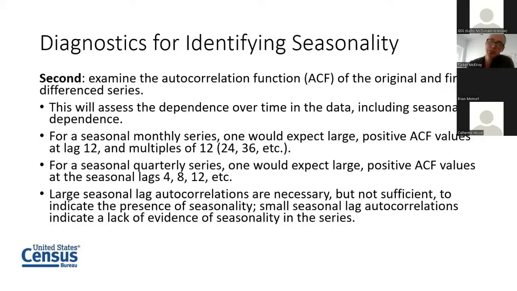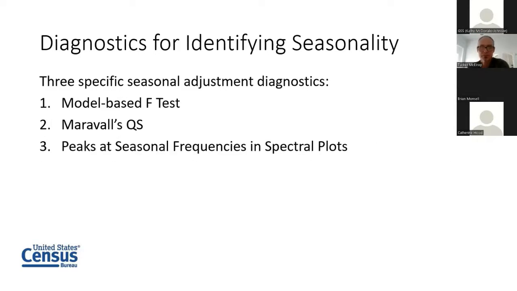For quarterly, we would instead be looking at lags 4, 8, and 12. So large positive seasonal lag correlations are necessary, but not sufficient, to indicate presence of seasonality. Conversely, if you have small correlations, then that would be a lack of evidence of seasonality. So now I'll discuss 3 specific diagnostics present in the software: the model-based F-test, the QS diagnostic of Maravall, and also looking at spectral plots and peaks at seasonal frequencies.